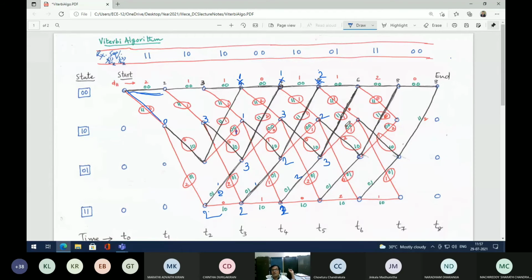Likewise, you have to indicate all the Hamming distances. Now let us see. I'm starting from here. I'm moving.